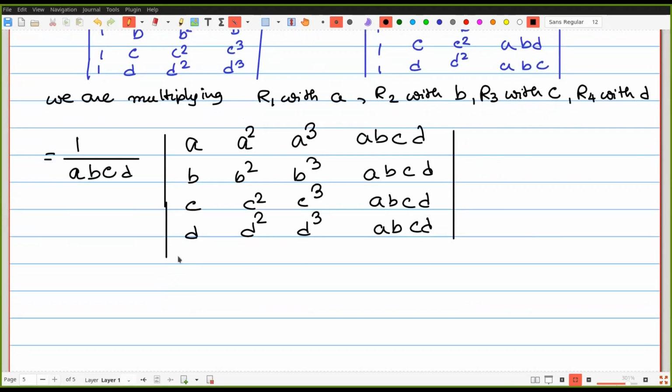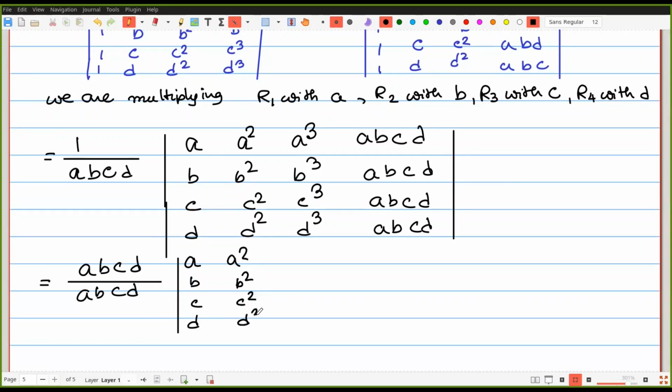Now look at the fourth column. Which one is A, B, C, D? From the fourth column, we can take the common, that is A, B, C, D. So A, B, C, D has been taken common. Already we have A, B, C, D as the divided. Okay, so that one is becoming A, B, C, D, A square, B square, C square, D square, A cube, B cube, C cube, D cube, 1, 1, 1, 1. Okay, now we can divide ABCD with ABCD.